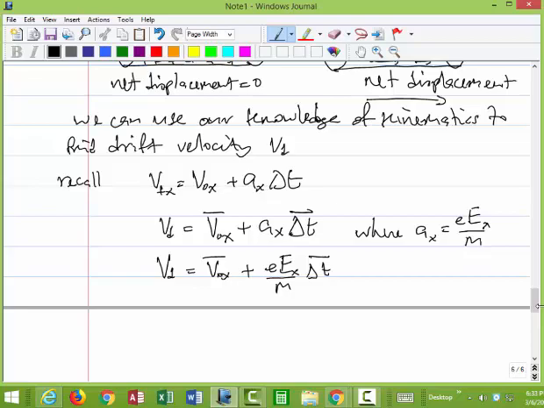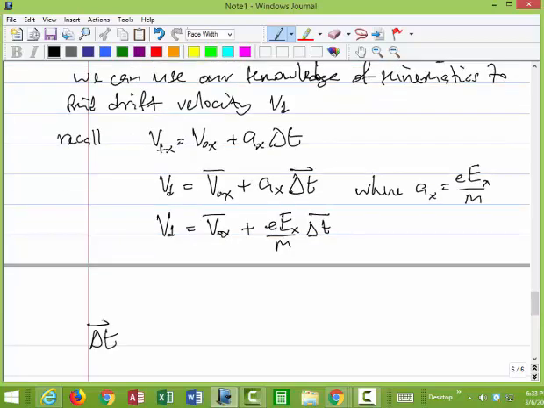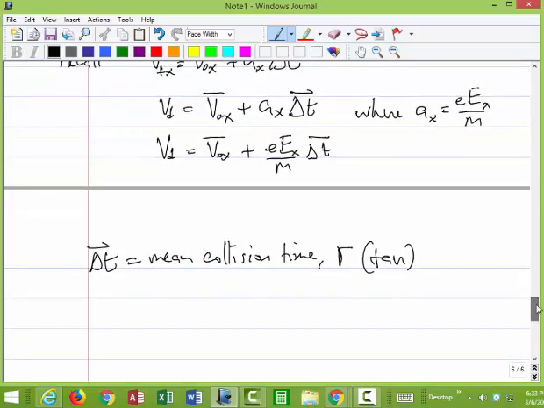Okay, so we can say that delta t average is the mean collision time between electrons, and also between the electrons and the positive charges in the crystal structure. So that's a mean collision time, called tau, the Greek letter. And then v naught x is equal to 0 initially. So before the electric field is applied, v naught x is equal to 0.